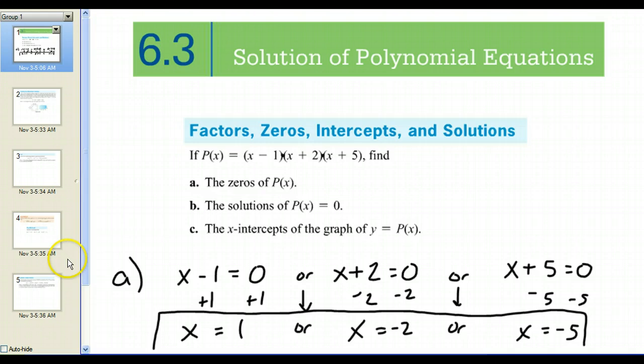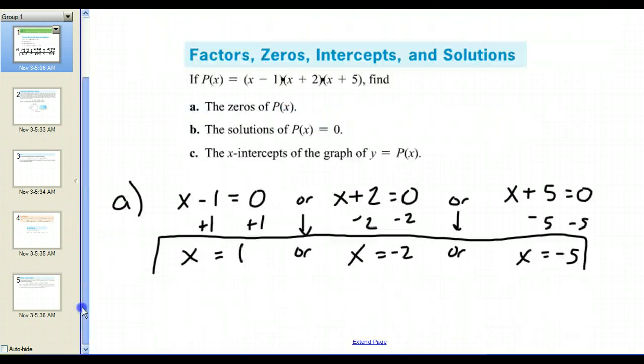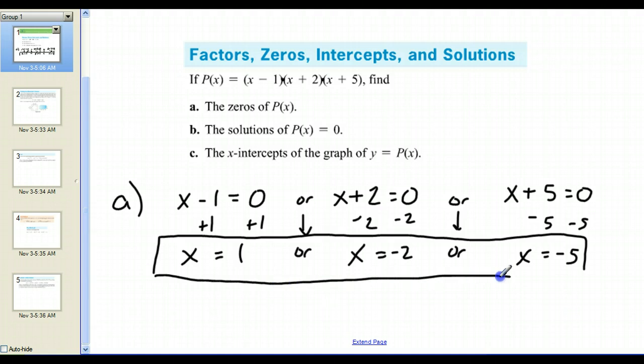of this function. Now I can write them in a couple different ways. I can write what I just did here, x equals 1, x equals negative 2, or x equals negative 5. Or I can do it in solution set notation. Usually you start with the smallest and make your way to the biggest. It doesn't have to be that way since it's a set, but that's the standard. So that's the typical way to write it.